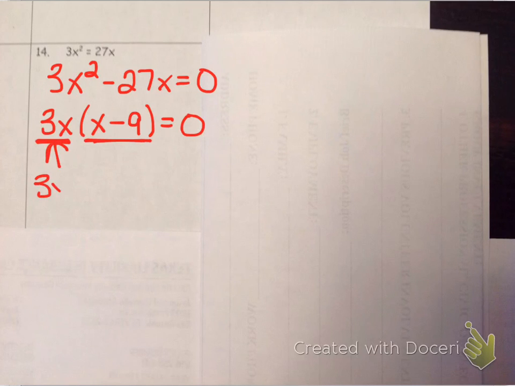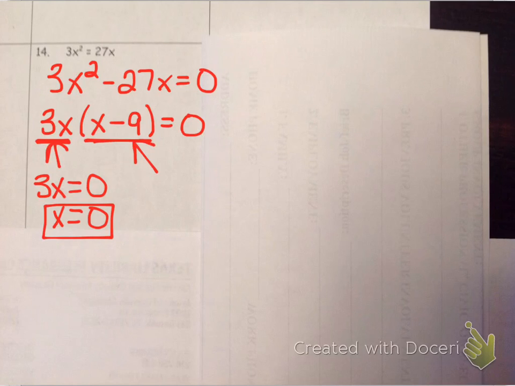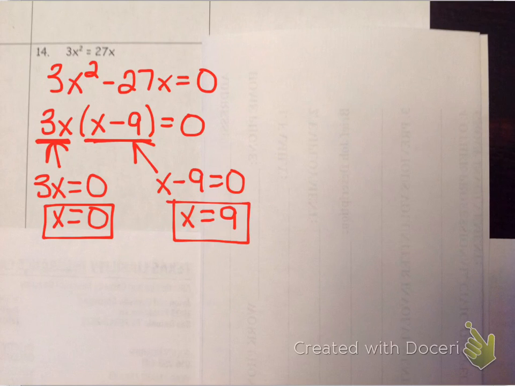And if I take my first factor and set it equal to 0, then it gives me a solution of 0. And if I take my second factor and set it equal to 0, I get a solution of x equals 9. Okay, so there's your two solutions to this one.